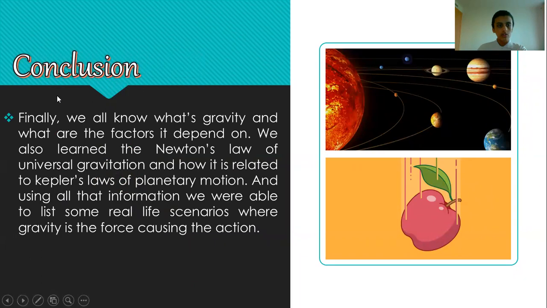Finally, the conclusion. We all know what gravity is and what factors it depends on. We also learned about Newton's law of universal gravitation and how it is related to Kepler's laws of planetary motion. And using all of that information, we were able to list some real life scenarios where gravity is the force causing the action.